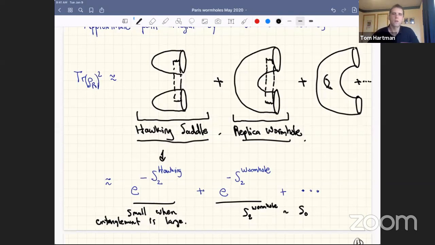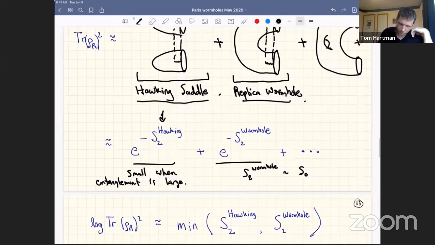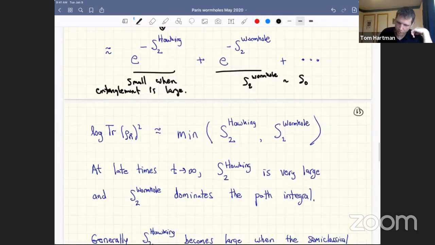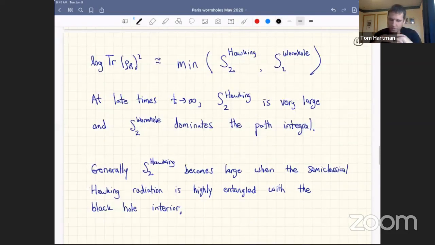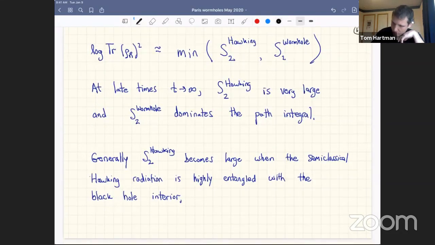And what can happen, and what does happen in this example, is that the Hawking saddle dominates at early times, but as you time evolve this, eventually the wormhole saddle takes over and is going to give us the unitary Page curve. Log trace rho squared is just the minimum of these two contributions. I should have put a minus sign on there.